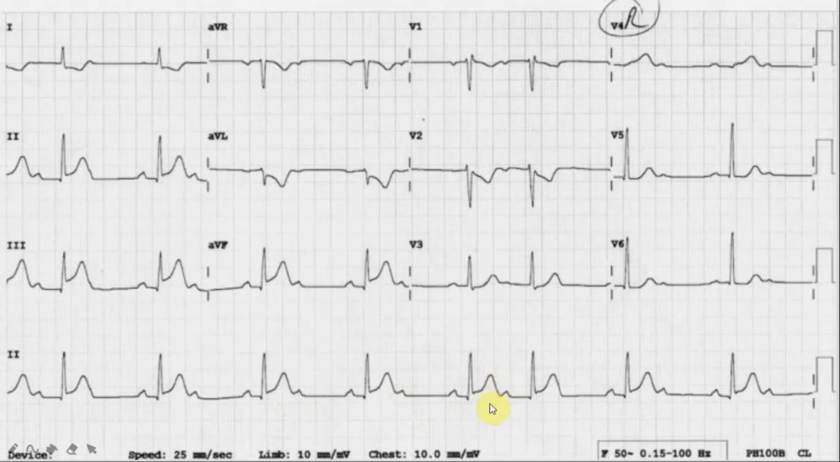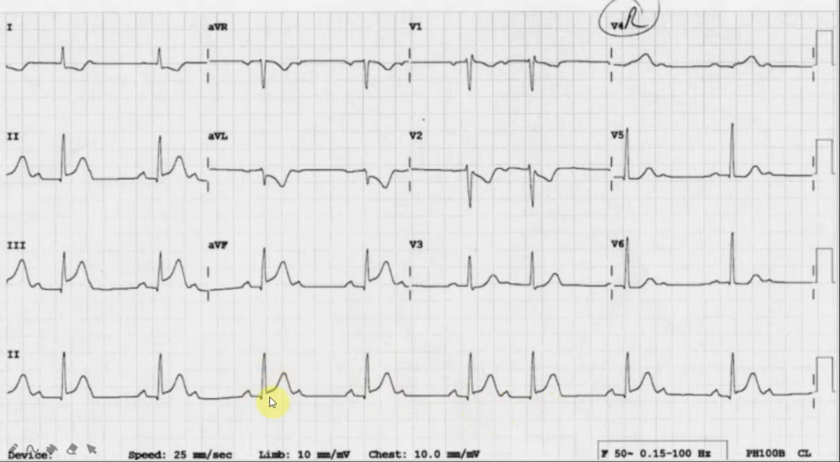In the 5th and 6th beat of the rhythm strip, there is obvious progressive prolongation of the PR interval followed by a non-conducted P wave which is buried in the T wave of the 6th beat. It is very subtle and can easily be missed. Obviously, this belongs to the Mobitz type 1 second-degree heart block. The QRS complexes are narrow and irregular.